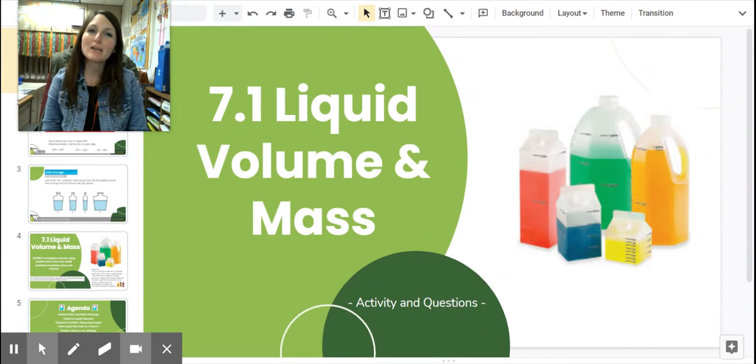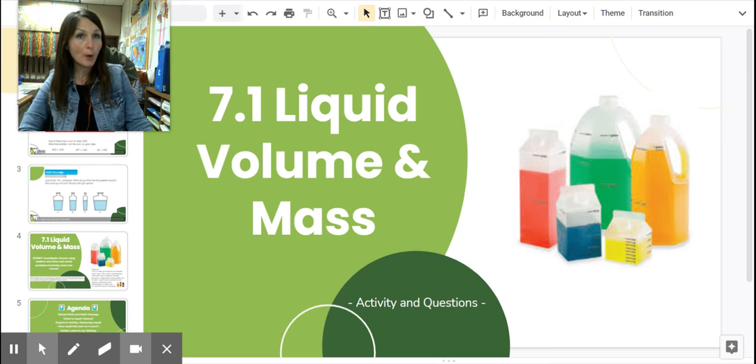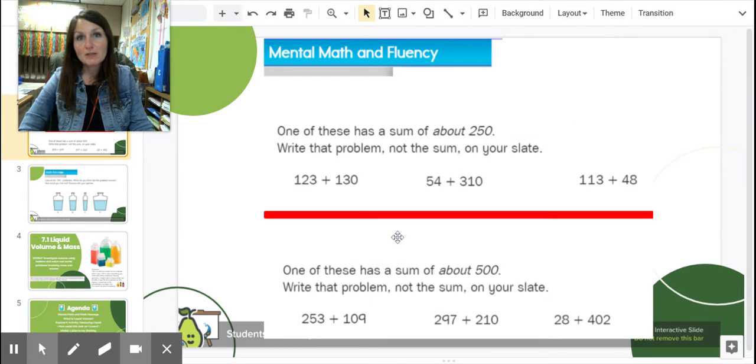Hello boys and girls. All right, today we're going to be looking at liquid volume. There's going to be a little activity that you can do at home and then some questions that you can solve as well. So we first start off always with our mental math. These are things you should be doing in your brain. You're going to be looking at sums today. Remember, sums are the answers to addition problems.